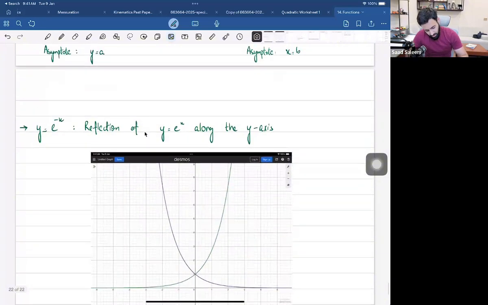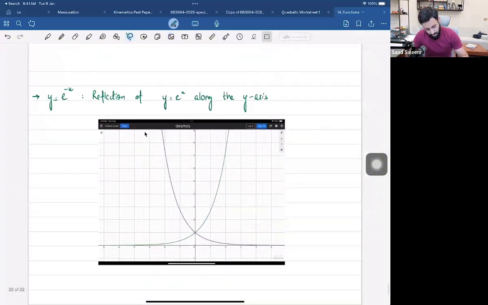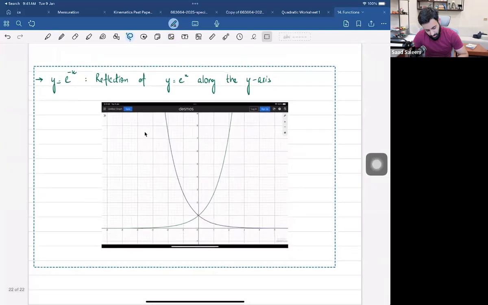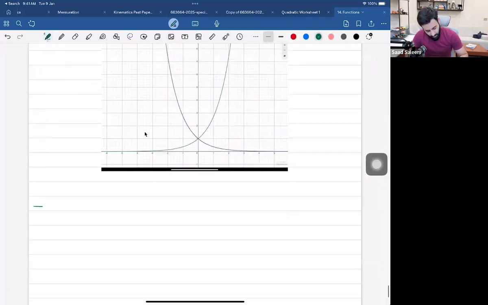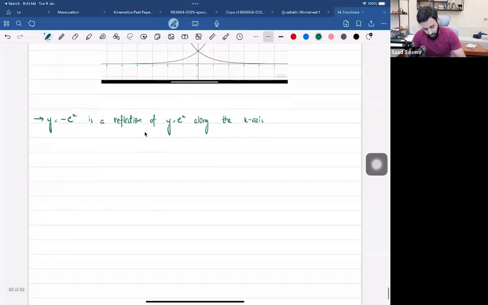So here you go. This is y equals e power minus x, a reflection of y equals e power x along the y-axis. And here, y equals minus e power x is a reflection of y equals e power x along the x-axis. So there you go.